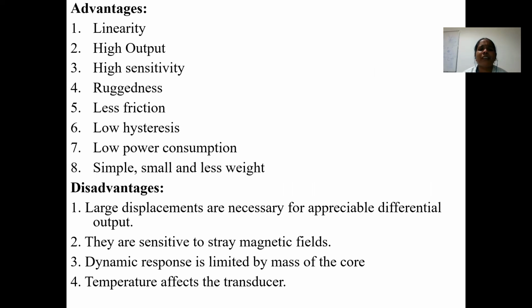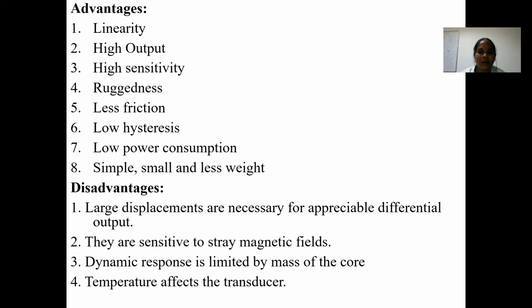The advantages of LVDT are linearity, high output, high sensitivity, ruggedness, less friction, low hysteresis, low power consumption, simplicity, small size, and less weight. It has many advantages over other types of transducers, as the hysteresis and friction losses are very low, it consumes very low power, and its sensitivity and output are high. It is small in weight, so it can be moved from one place to another very easily.